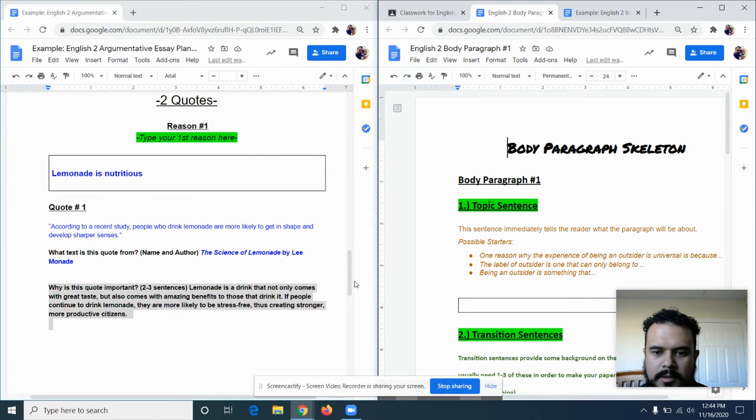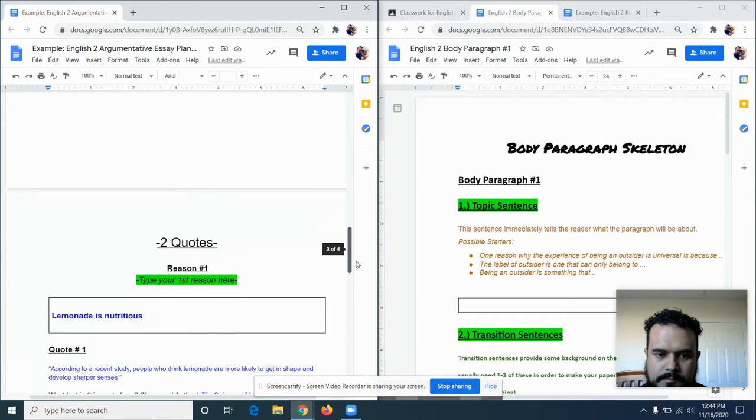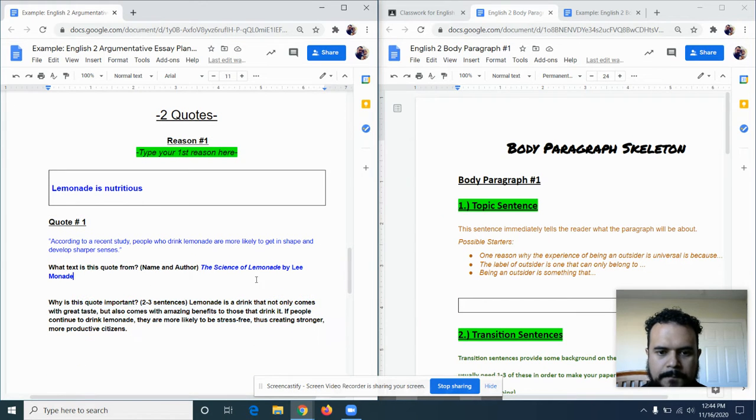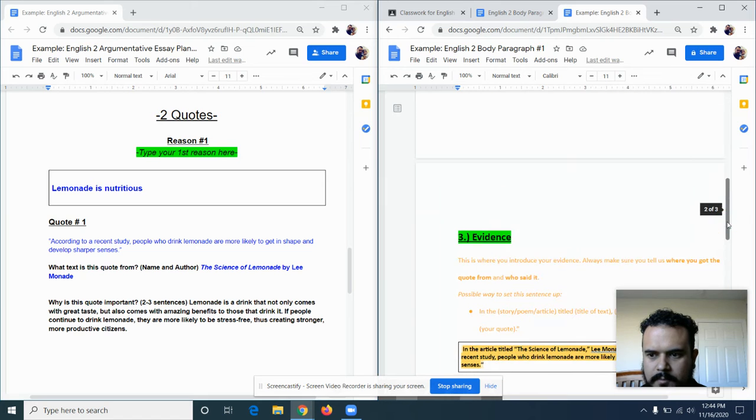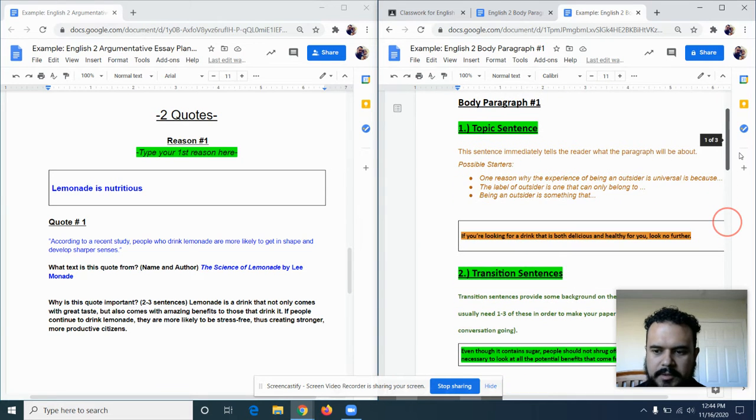If you did your argumentative essay planner, then you probably did this part right here, which means that 3 of the 5 steps are pretty much done, which means you only have to do 2. Let's start with step 1.